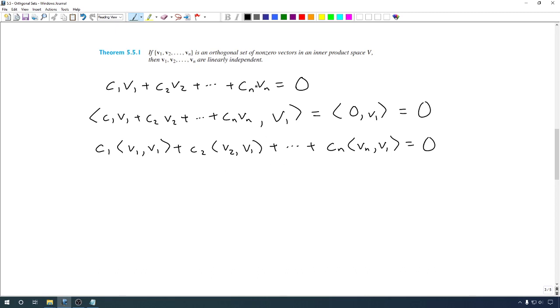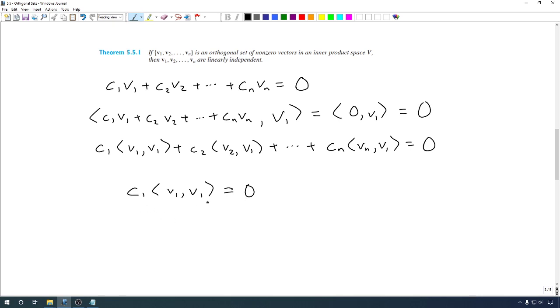But the important part is that these are orthogonal. v1 is specifically orthogonal to everything other than itself, all the other v's. So that means ⟨v2, v1⟩ has to be 0, ⟨vn, v1⟩ has to be 0. The only thing that's not automatically 0 on this side is this first one. So c1 times ⟨v1, v1⟩ has to equal 0 because it's the only thing left on that side.